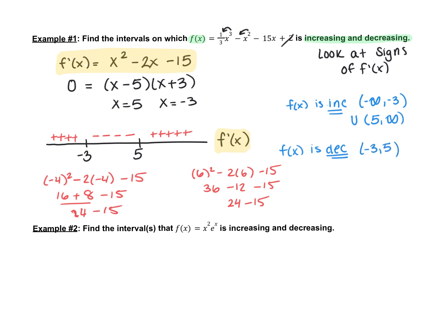And that's our answer. Now, please, please, please be careful. This is the f prime number line, and it's telling us information about f of x. So these values are not where f of x is increasing or decreasing. This is where f prime of x is above the x-axis or below the x-axis, or where the derivative, the slope of the tangent line, is positive, or the slope of the tangent line is negative.